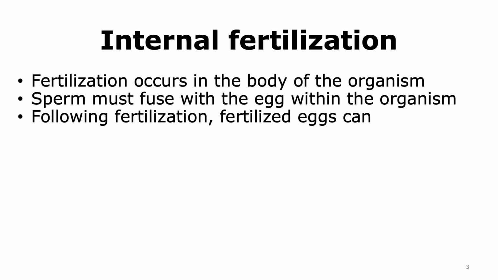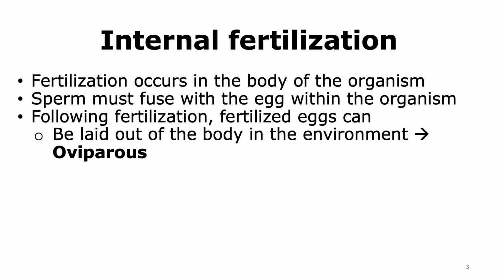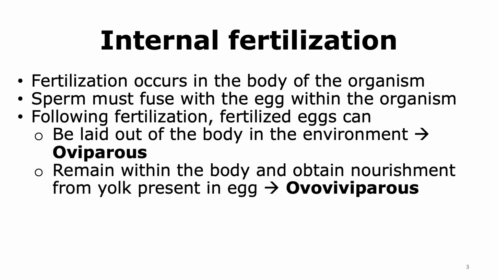Now, following fertilization, the outcome of that fertilized egg can be different depending on the kind of organism. In the case of oviparous organisms, the fertilized eggs will then be laid out of the body of the organism, and thus further development tends to occur outside the body in the environment. In the case of ovoviviparous organisms, the fertilized egg remains within the body. However, the developing zygote and the embryo will obtain nourishment from the yolk that's present in the egg.